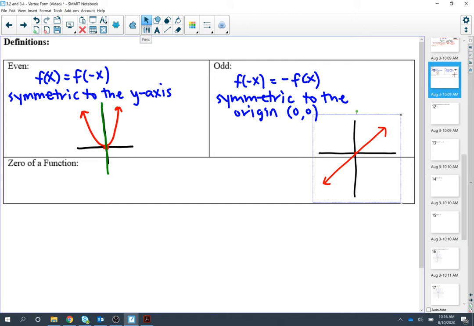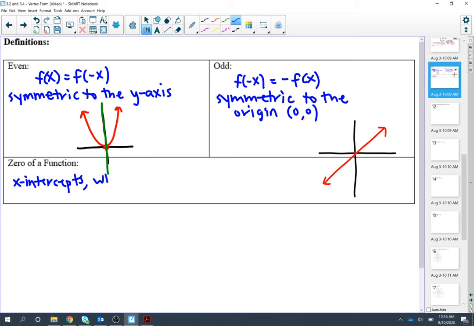A zero of a function is x-intercepts where the graph hits the x-axis. Now for our purposes, we've used the word roots before. Roots are the solutions to a quadratic function or to a function. Zeros are a little bit different. These are actually x-intercepts where the graph hits the x-axis, but for our purposes, they're going to look kind of similar, and later on we'll talk about the differences between a zero and a root, but for right now, they're kind of the same thing.